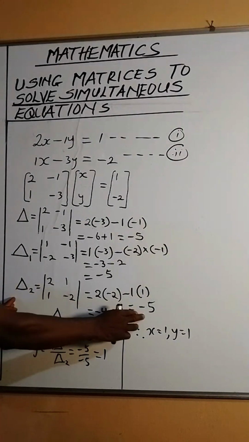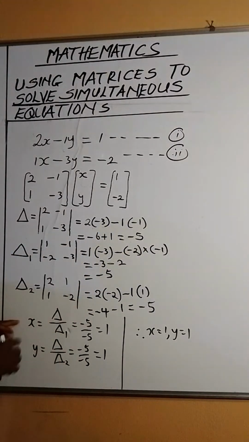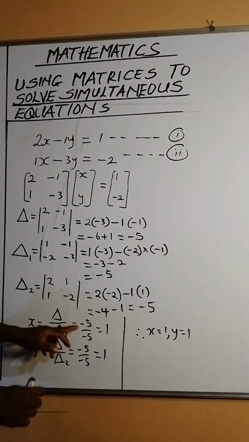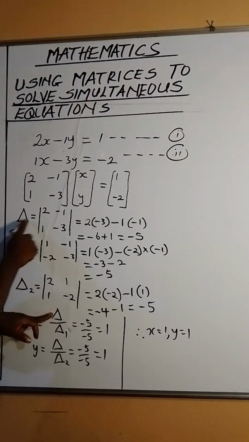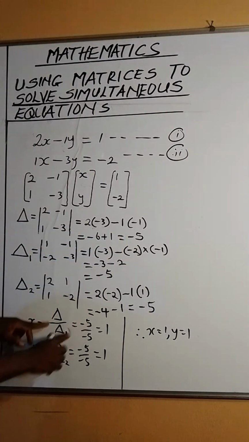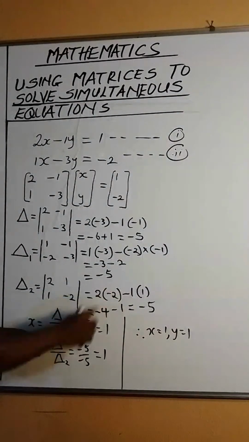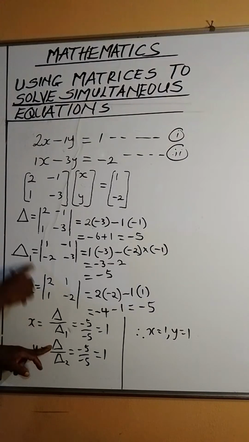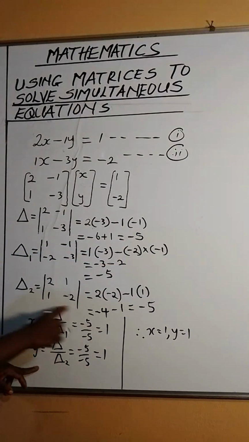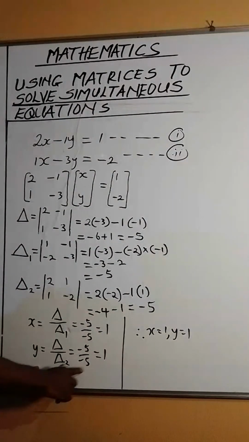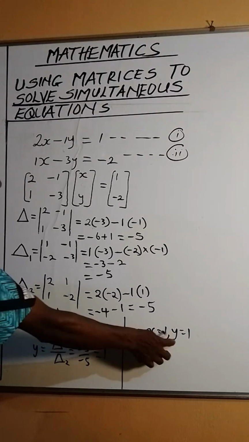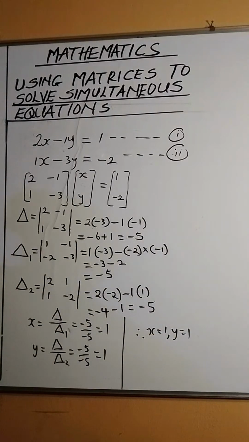Once we have gotten all these values, the next thing is for us to get our x. We are going to use delta 1 divided by delta to get our x. So here we have x equals delta 1, which is minus 5, divided by delta, which is minus 5. That gives us 1. Then y equals delta 2, which is also minus 5, divided by delta, which is minus 5. So that's what we got, 1. The implication is that x equals 1 and y equals 1.